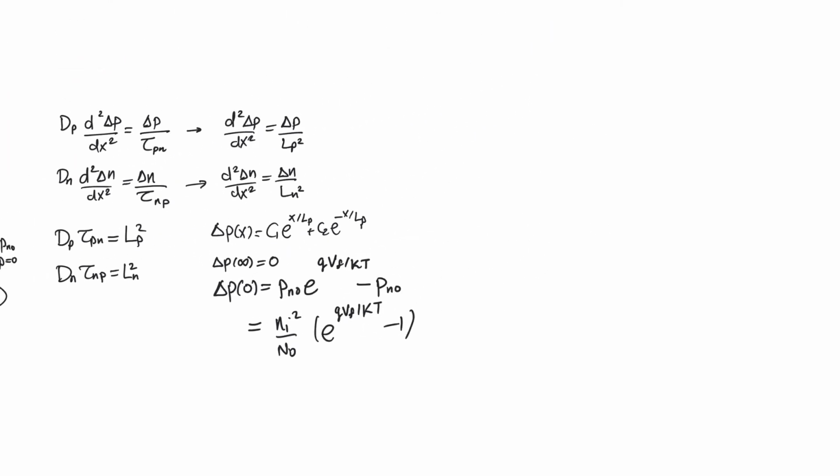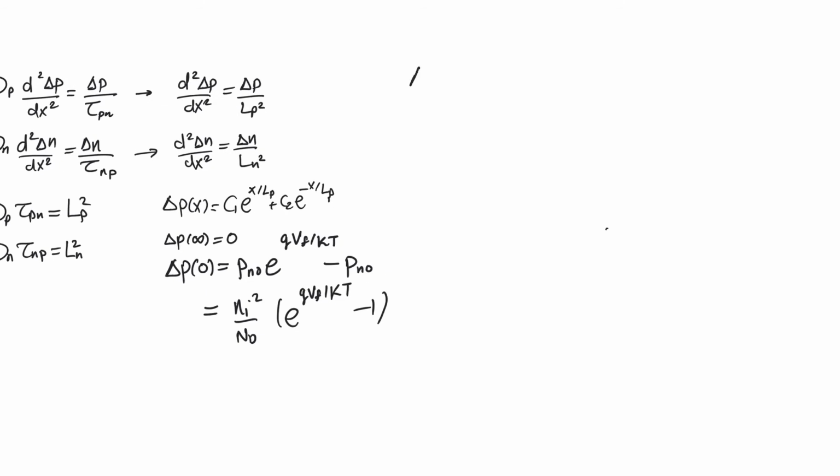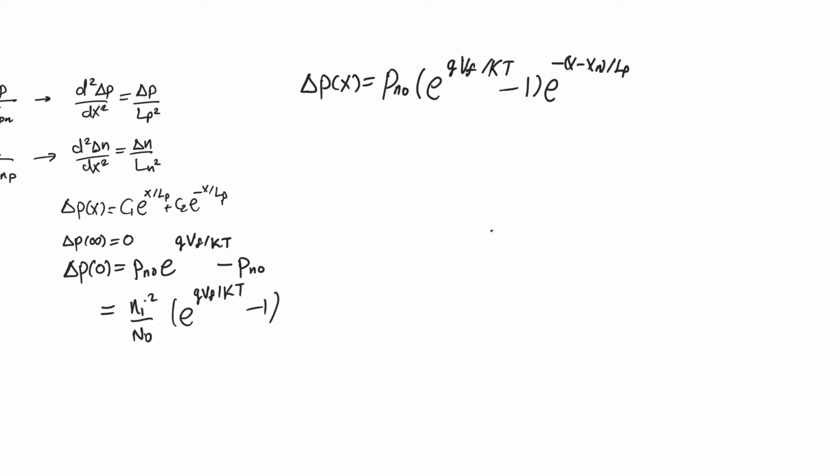Now, using these two boundary conditions, we can find an expression for delta p of x, which is the profile of excess holes on the n side, and delta p of x is going to be pn naught into e to the power of q v forward by kt minus 1, into e to the power of minus (x minus xn) divided by Lp. And this is going to be valid for x greater than or equal to xn.